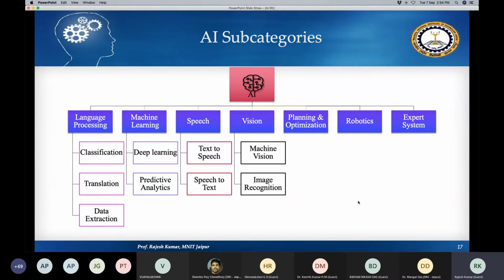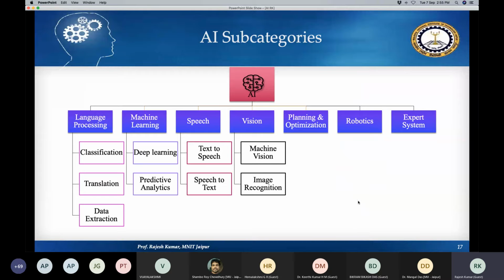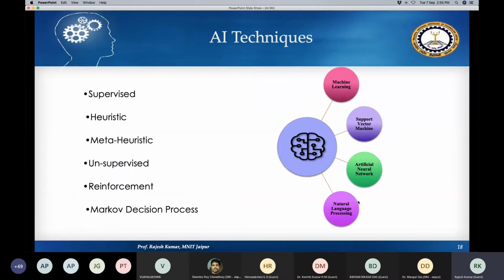In machine learning, a lot of things are there, but very popular nowadays is deep learning. Predictive analytics is one of them. In speech, we look for text to speech or speech to text. When we talk about vision, it is machine vision and image processing, and the rest we already discussed. These are the categories, and there are a lot of other things. I'm just highlighting a few of them so that we can have an idea.